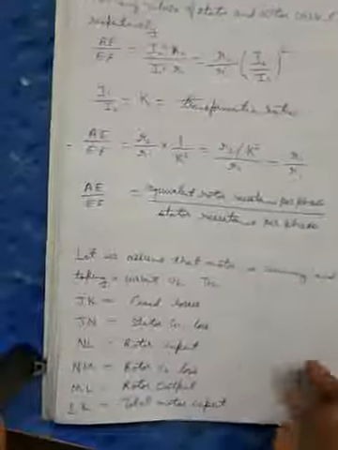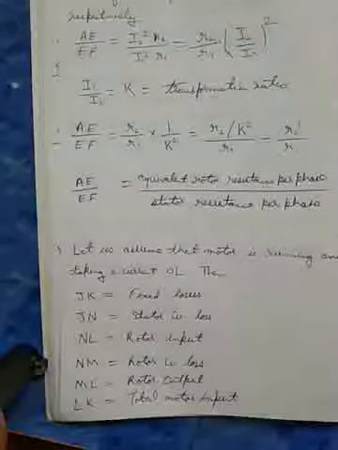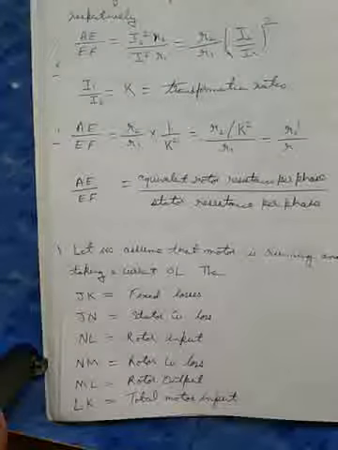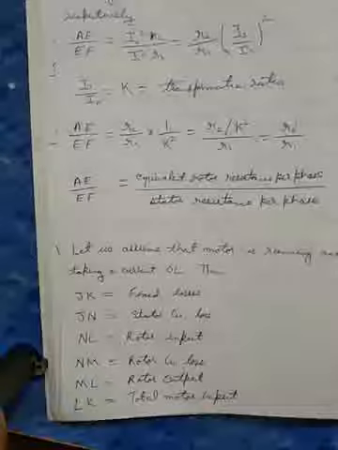JK is equal to fixed losses, JN is equal to stator copper losses, NL is equal to rotor input, NM is equal to rotor copper loss, ML is equal to rotor output, LK is equal to total motor input.